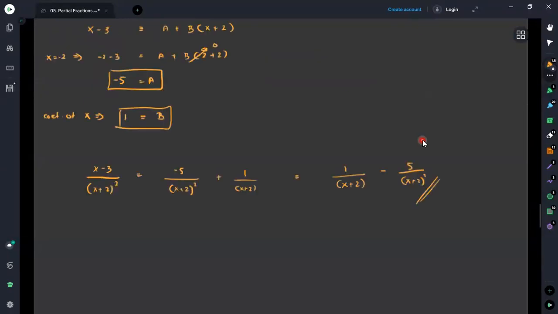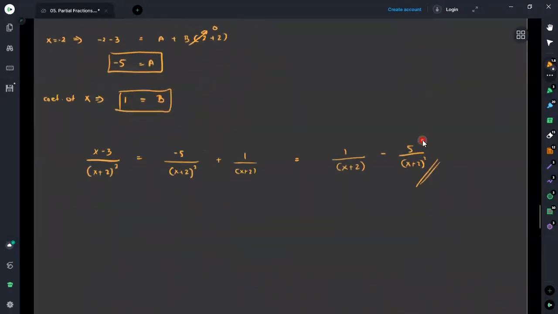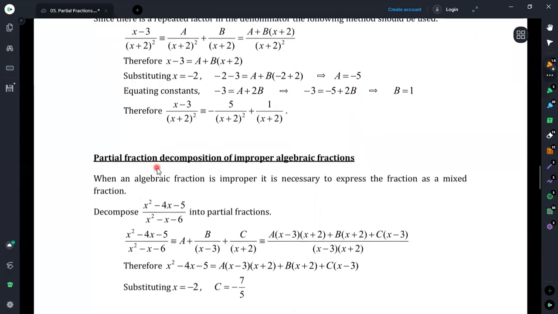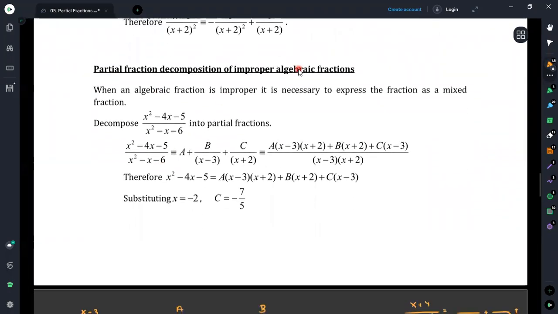Then we will move for the next one. Now we have discussed all the three methods which are applicable for decomposing into partial fractions if we are having a proper algebraic fraction. Now we will discuss the partial fraction decomposition of improper algebraic fractions.